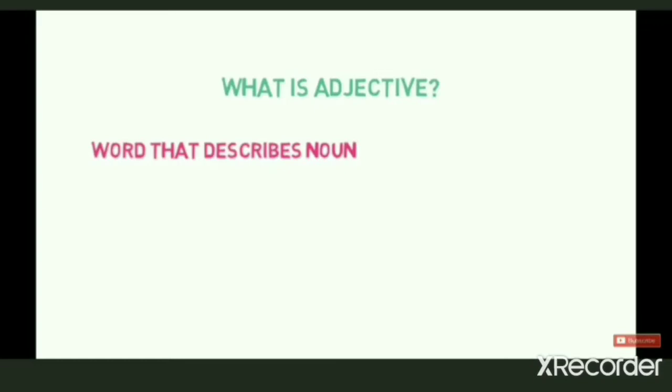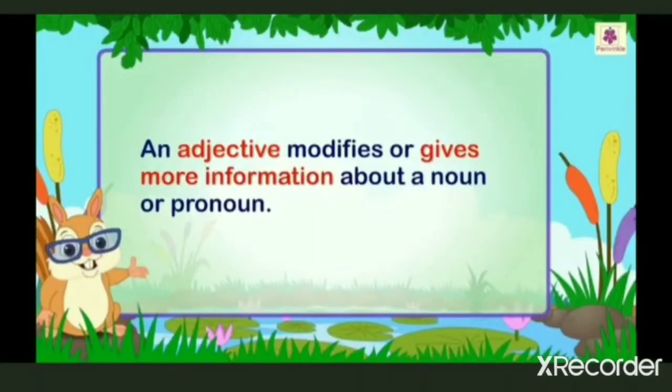In the previous video also, I described what an adjective is. Now we need to revise it. What is an adjective? An adjective is a word that describes a noun or pronoun. Here you see, children, it is more clear to you. An adjective modifies or gives more information about a noun or pronoun. So, I think it is clear to you what an adjective is.